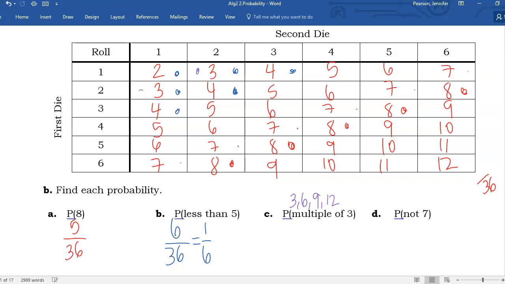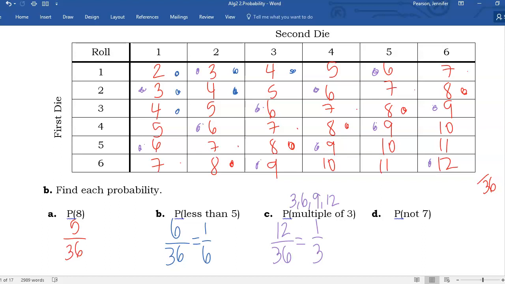So we'll go, here's a 3, here's a 3. We have 6s down this diagonal. We have 9s down this diagonal. And then we have a 12. So I'm going to count up all my purple dots. 1, 2, 3, 4, 5, 6, 7, 8, 9, 10, 11, 12. There are 12 multiples of 3 out of the 36 elements in our sample space. Now, if you wanted to, you can reduce that fraction. And if you wanted to, you could go decimal or percent, but I'm going to stop at the reduced fraction.